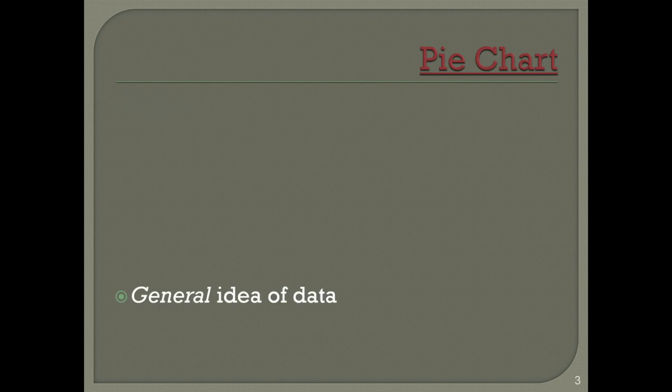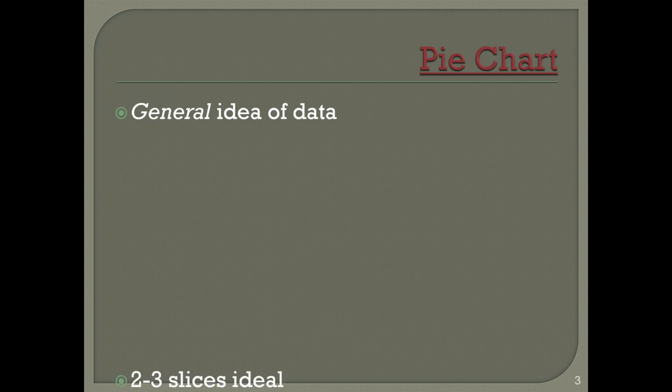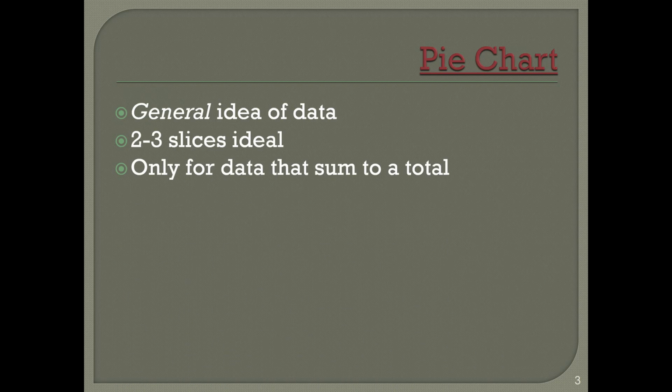Pie charts first. When you want a general idea of your data, 2 to 3 slices in the pie chart is ideal, but I think we've all seen pie charts with more than that. That certainly can be done. I would say probably 5 slices is the max you should go for, and only for data that sum to a total. So this is used a lot for percentages.